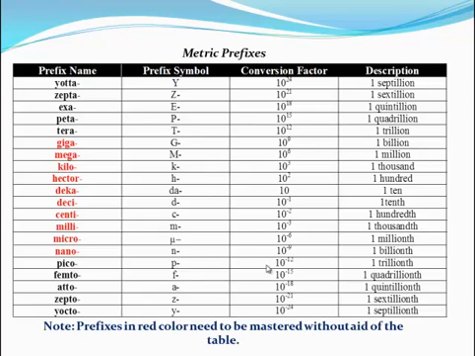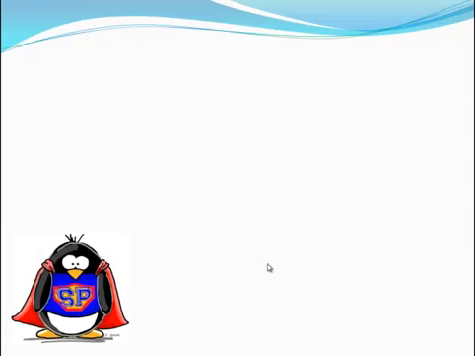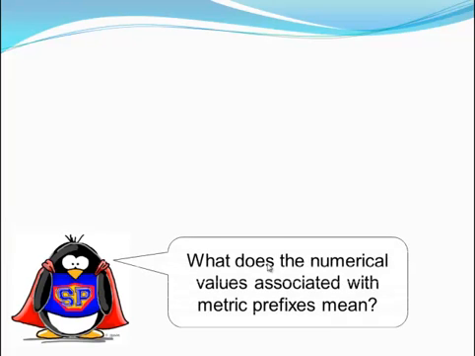So the prefixes in red color need to be mastered in this table. You have to memorize those common ones. So the super penguin shows up again.